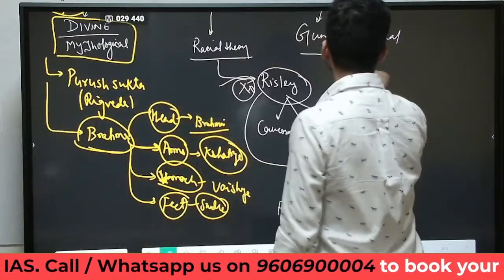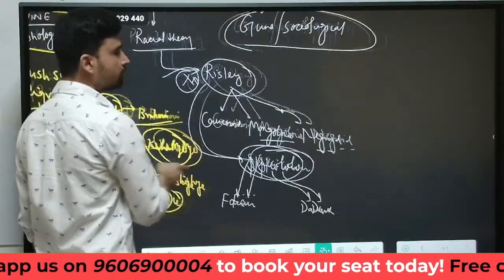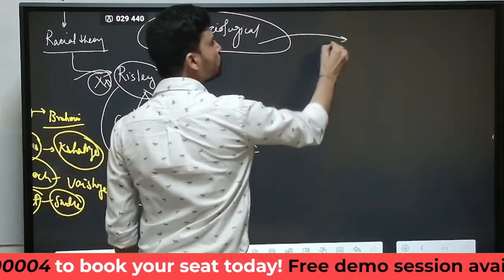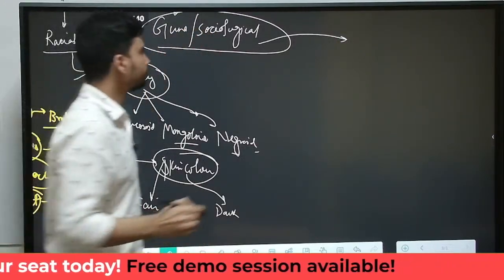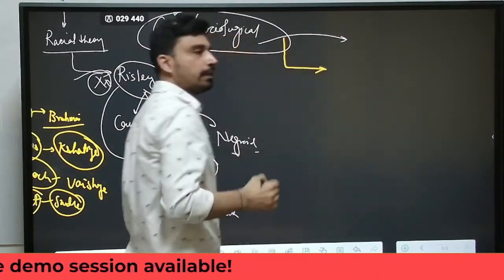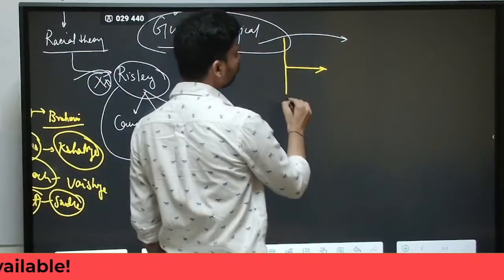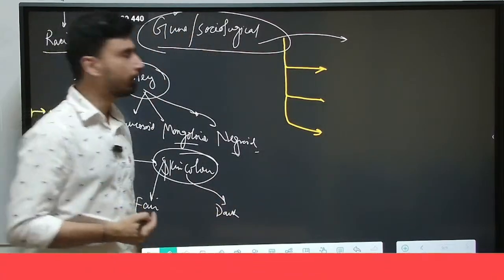The third theory is called the guna theory or sociological theory. This is a very important one, and as of now it is also the most widely accepted theory about the classification of the Varna system. The guna or sociological theory states that in all individuals we have three different kinds of qualities. Guna basically refers to qualities. And what are these qualities?